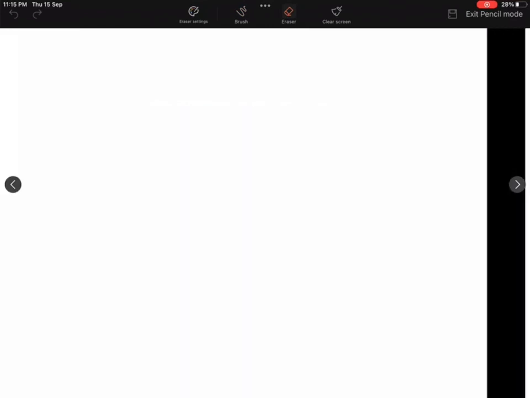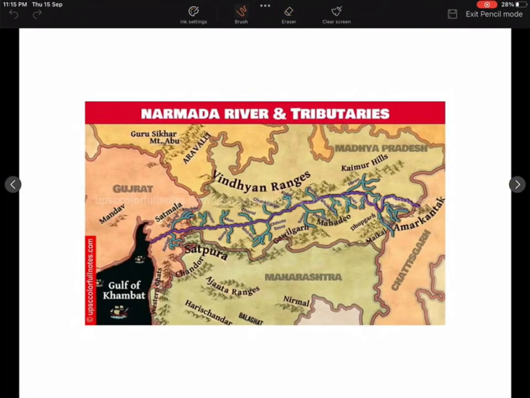Now we have one more river with us, that is the Narmada river. You can see this is the Madhya Pradesh state. In Madhya Pradesh, on the northern side we have the Vindhyan ranges, the Vindhyan Pahadiyan. And on the southern side, what do we have? We have the Satpura ranges. You can see here on the upside it is Vindhyan, and on the southern side it is Satpura.